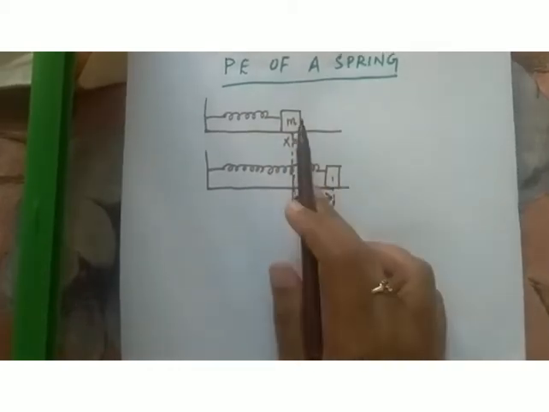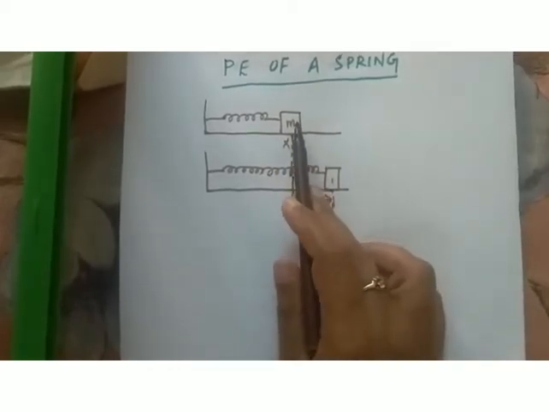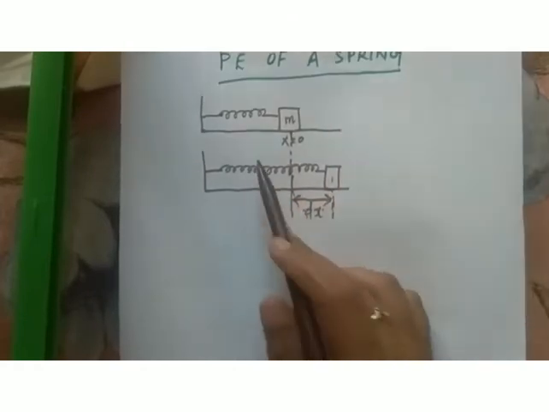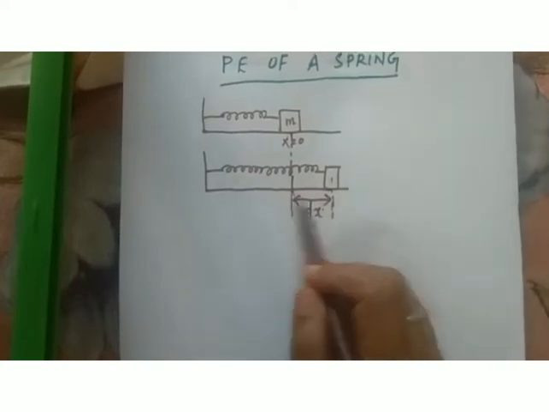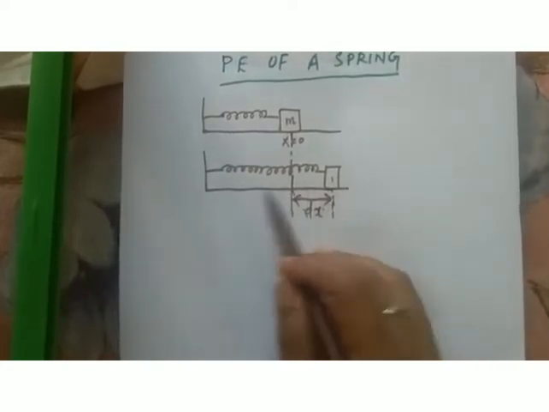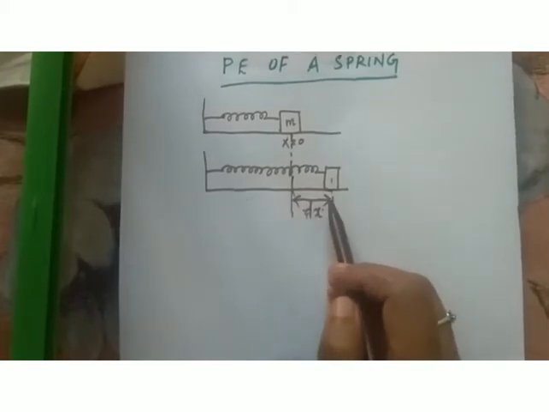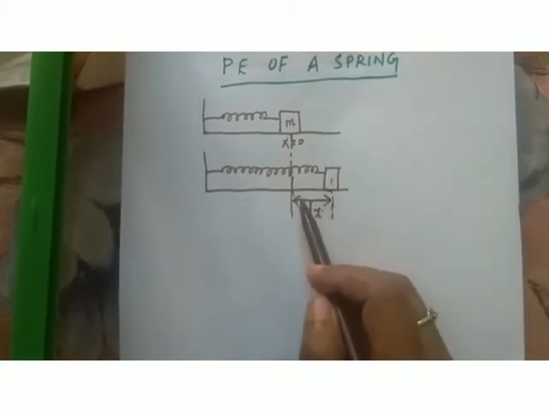Now just stretch the spring by moving the object towards the right and then release it. So due to the nature of the spring, the object executes some oscillatory motion like this, and let dx be the distance covered by that object.